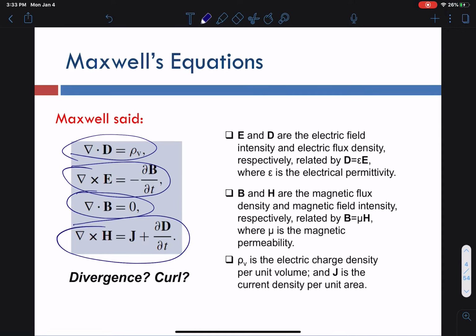To understand this, you have to understand the symbols here. E and D are the electric field intensity and electric flux density, and the relation between them is D equals epsilon E, where epsilon is the permittivity. B is the magnetic flux density and H is the magnetic field intensity, and the relation between them is B equals mu H, where mu is the permeability. Rho V is the electric charge density, and J is the current density. You have seen them in physics 260.